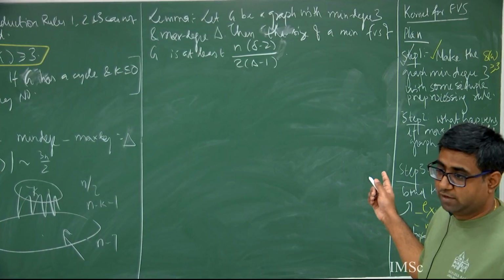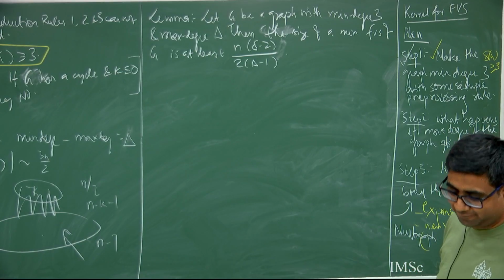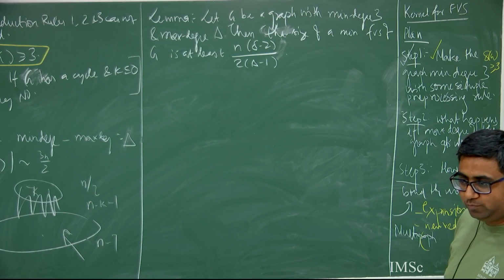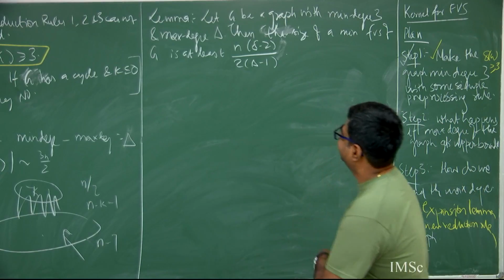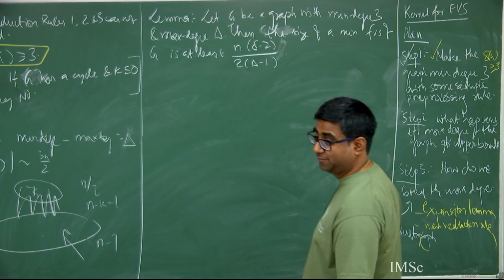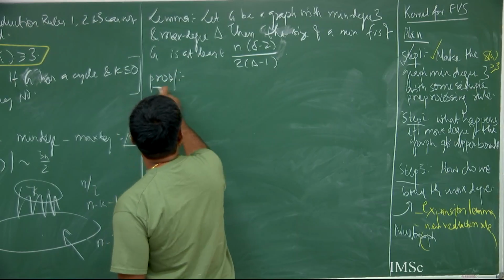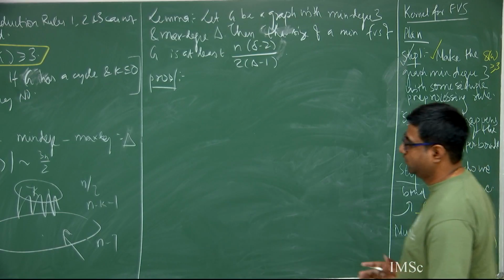This is the first lemma I had proved in my life, in one year. But now I don't even remember the proof. That's the sad part of it. Okay, so let G be a graph with minimum degree 3 and maximum degree delta.